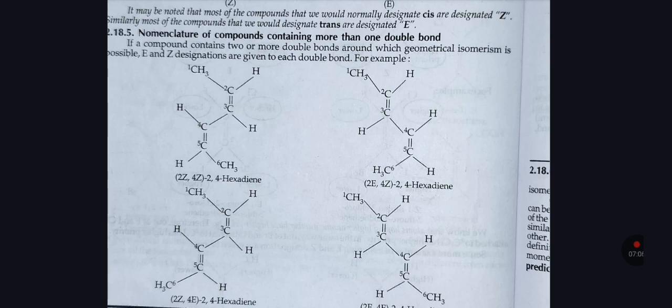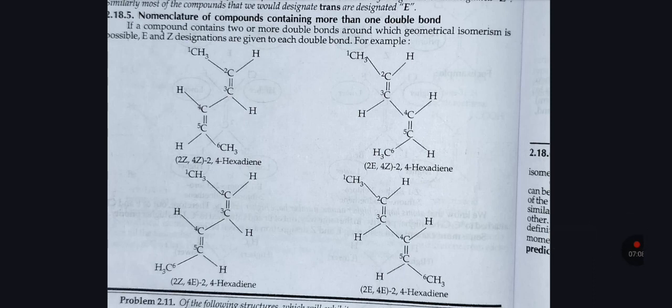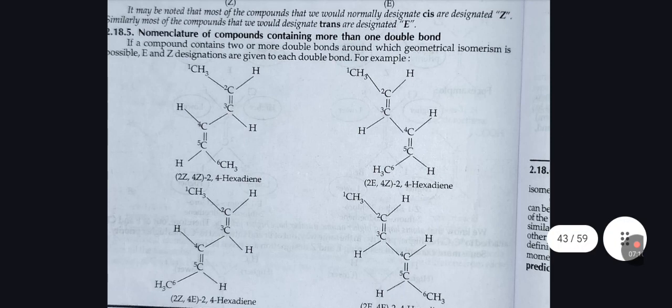Nomenclature of compounds containing more than one double bond. In a compound containing two or more double bonds across which geometrical isomerism is possible, E and Z designations are given to each double bond.